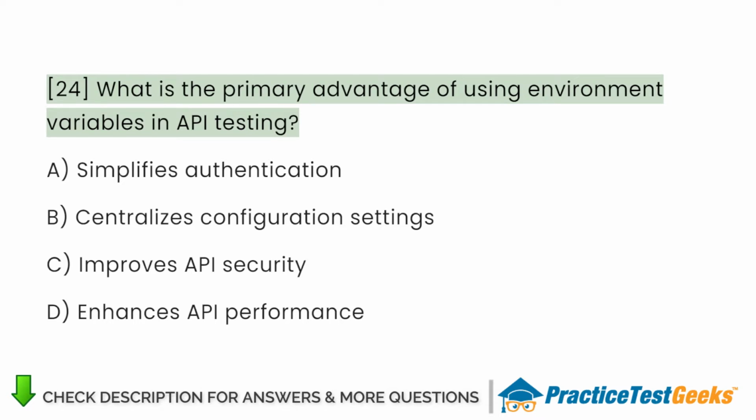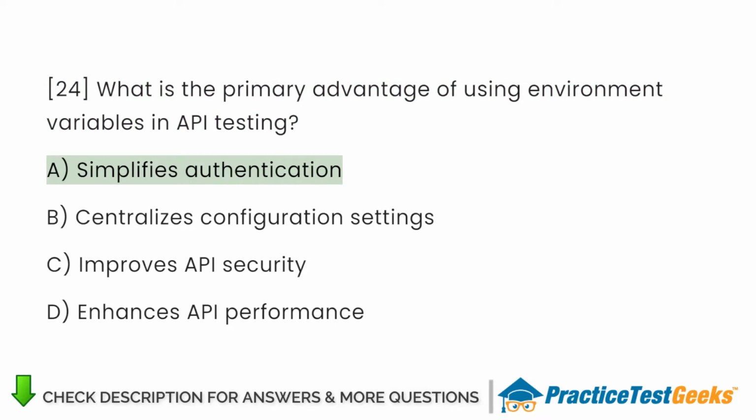What is the primary advantage of using environment variables in API testing? A. Simplifies authentication. B. Centralizes configuration settings. C. Improves API security. D. Enhances API performance.